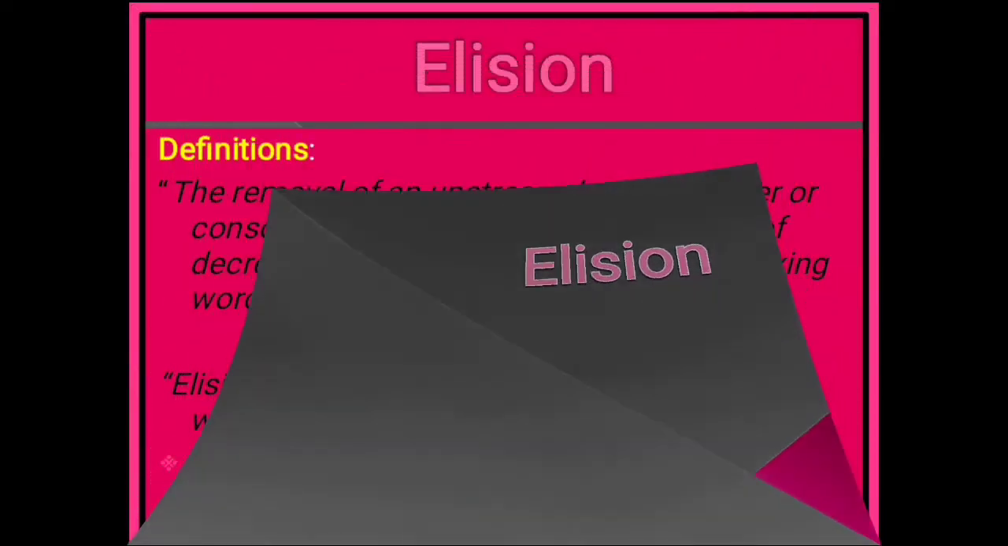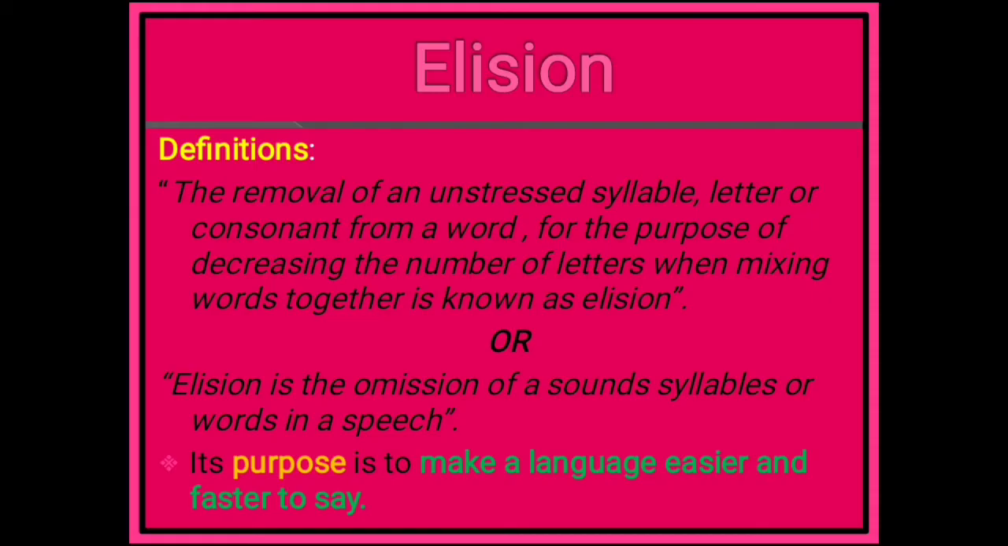What does elision mean? Its definition is the removal of an unstressed syllable, letter, or consonant from a word for the purpose of decreasing the number of letters when mixing words together. It means we drop letters like consonants, vowels, and unstressed syllables. Its second definition is the omission of a sound, syllable, or word in speech.